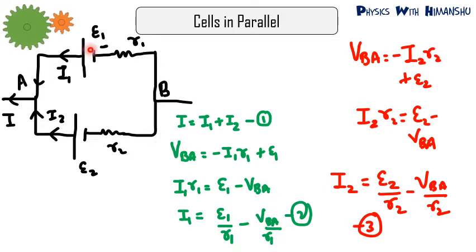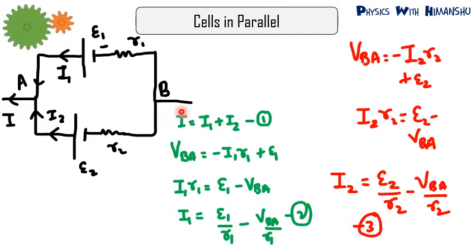See, we have two cells, one of EMF E1, internal resistance R1, another of EMF E2, internal resistance R2, connected like this. The point in front of both the cells is A and the point behind both the cells is B. When points across cells are the same, they are said to be connected in parallel. Suppose the current from the first cell is I1, the current from the second cell is I2. So I1 and I2 will combine to form I.